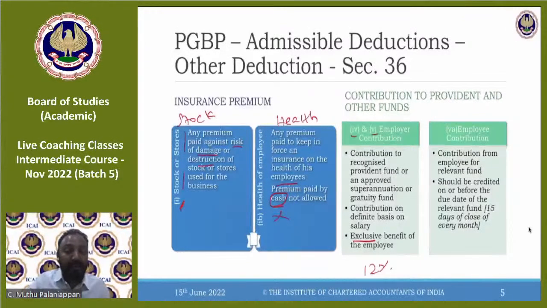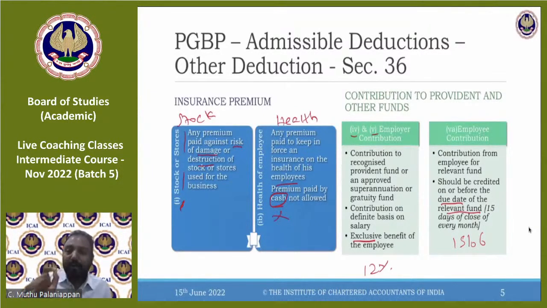Now, this contribution from the employee to the relevant fund should be paid exactly within the due date, which means if you are paying belated, you are paying delayed, then you are not eligible. So it should be credited on or before the due date of the relevant fund. So typically for PF and all, the due date is 15 days. So for May month, today is the due date for depositing a provident fund.